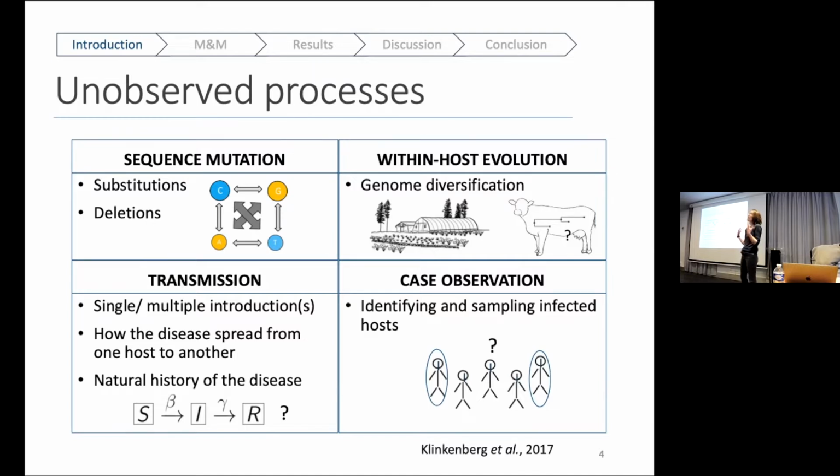Transmission models make assumptions on how the disease was first introduced in the host population, either by single or multiple introductions. They also make assumptions on how it then spread from host to host. And finally, assumptions are made on the natural history of the disease. The fourth process is case observation, which is the process of identifying and sampling infected hosts.